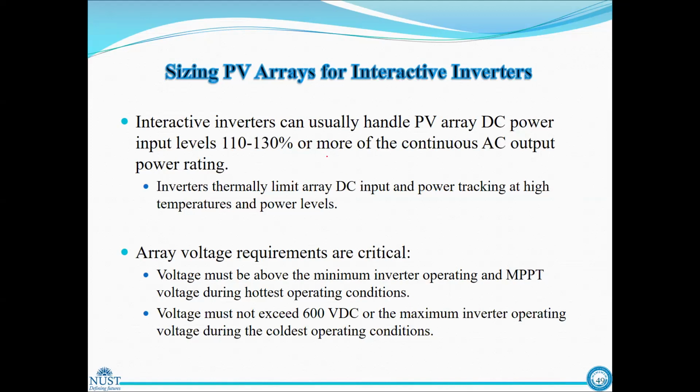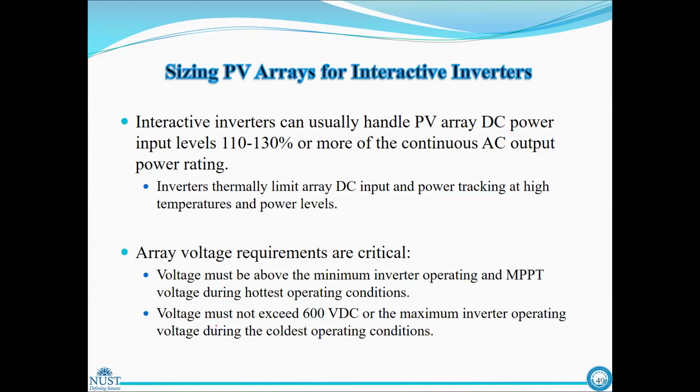So power will also be varying. So we should avoid the losses, and that's why we must size the inverter more than 110% or up to 130%. Hence, finally, we can say that voltage must be above the minimum inverter operating value and MPPT voltage during hottest operating conditions.